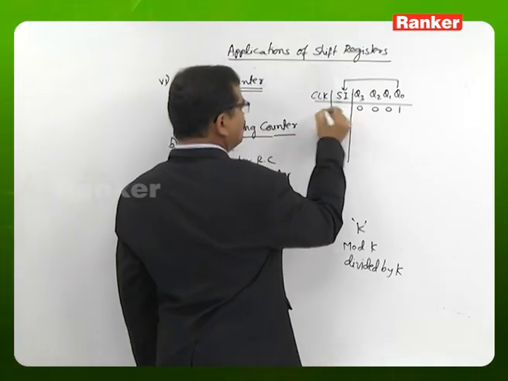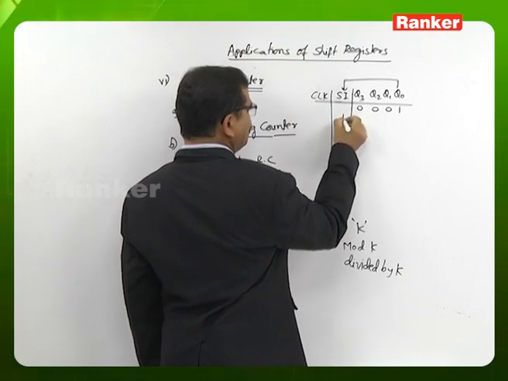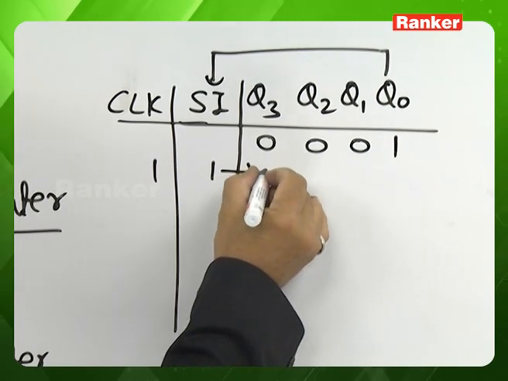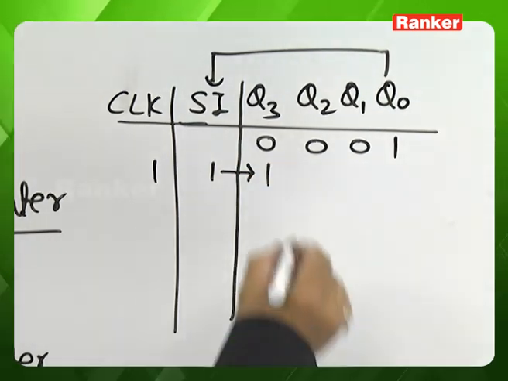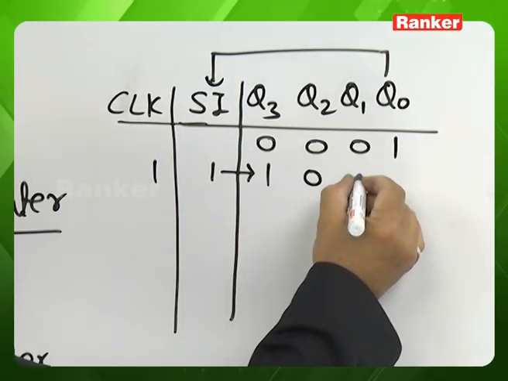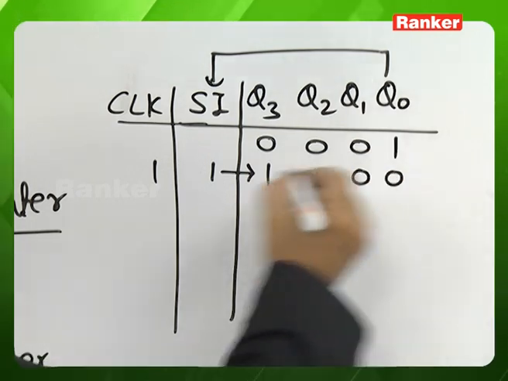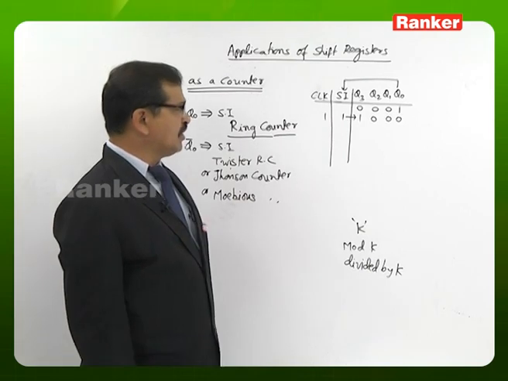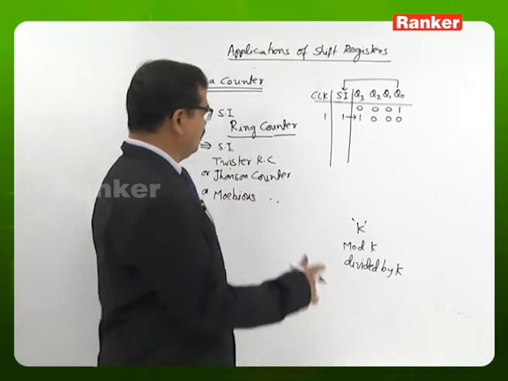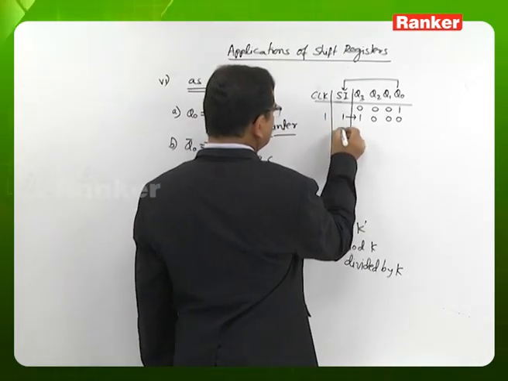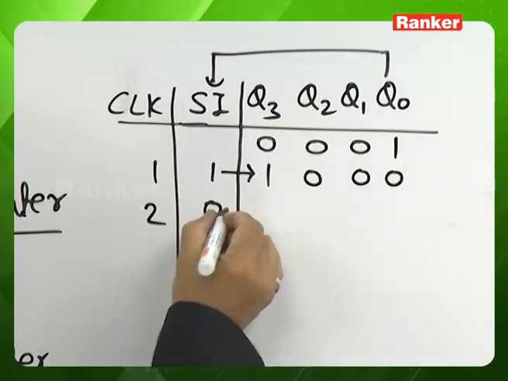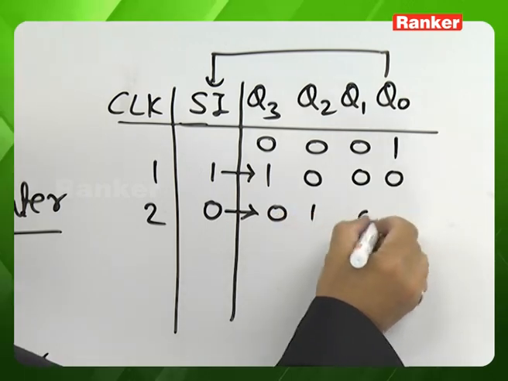Now, without applying the clock signal, the serial input is 1. At this point, if we apply the clock signal, this serial input goes to Q3. The Q3 bit is transferred to Q2, the Q2 bit is transferred to Q1, and the Q1 bit is transferred to Q0. So after the first clock pulse, the content in the register is 1, 0, 0, 0. Before the second clock pulse, the serial input is 0 because now Q0 is 0. After the second clock pulse, the content in the register is this.